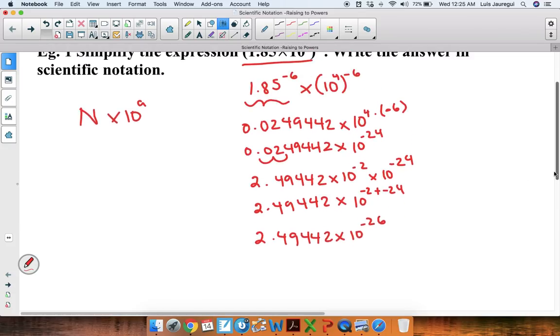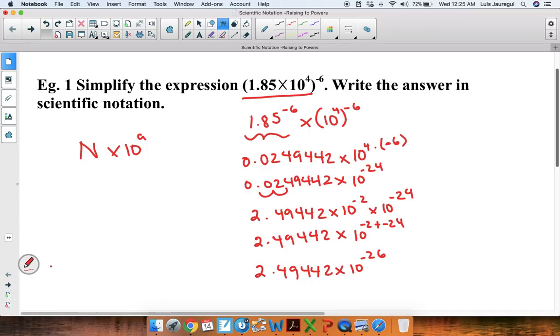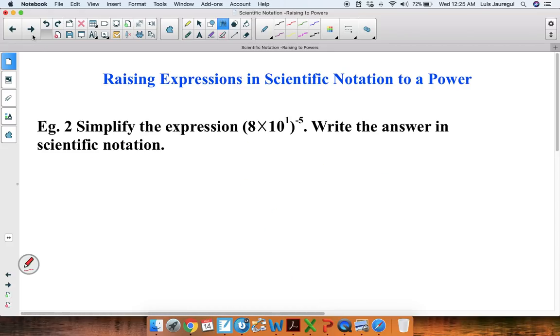So one can conclude that 1.85 times 10 to the fourth raised to the negative 6 is equal to 2.49442 times 10 to the negative 26. Let's take a look at a couple more examples.